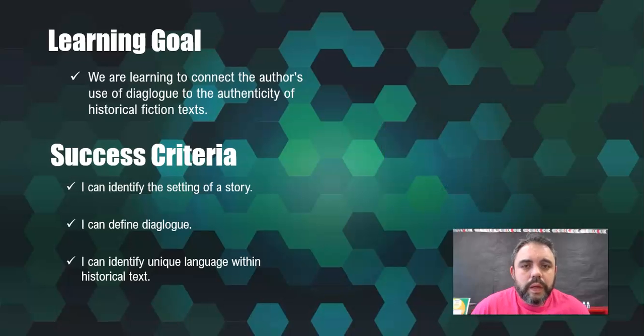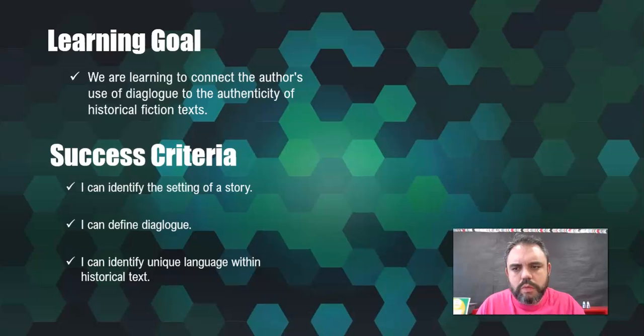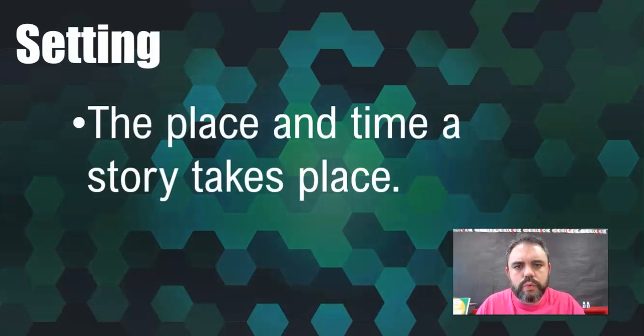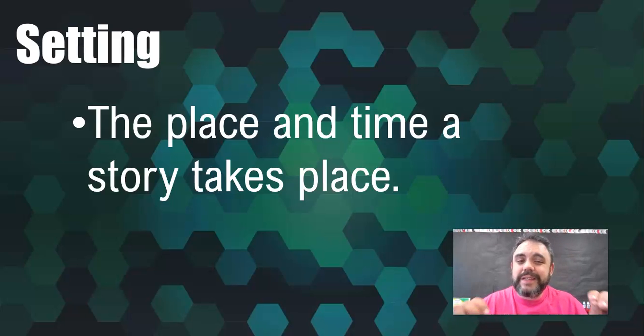All right. Let's go over just a quick little refresher on vocabulary before we move over to some examples. Remember, guys, the setting of a story is the place and time. Keyword there, time. A story takes place. Again, time is really crucial to historical fiction text.